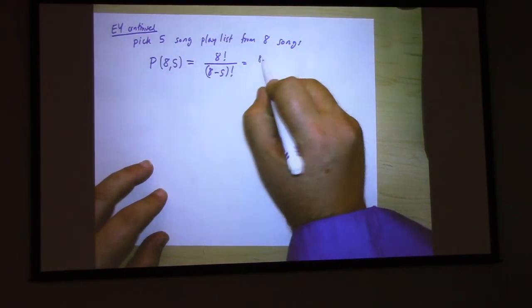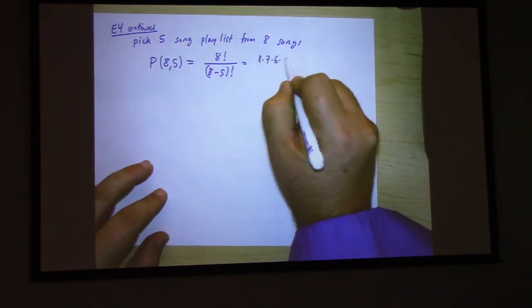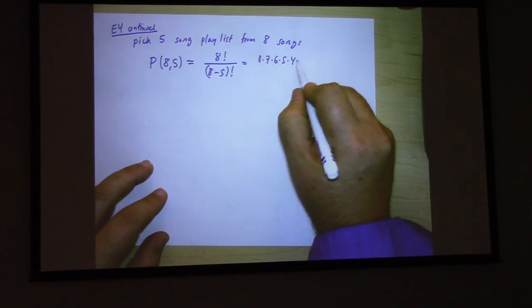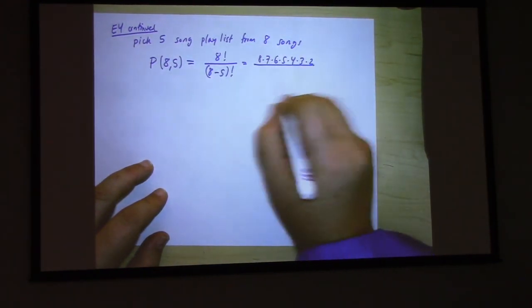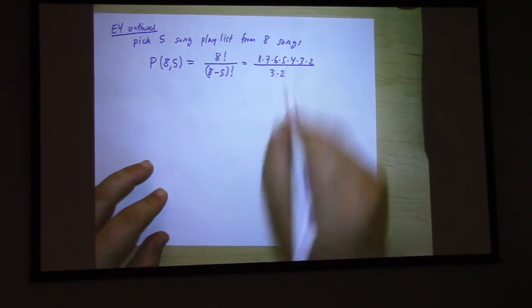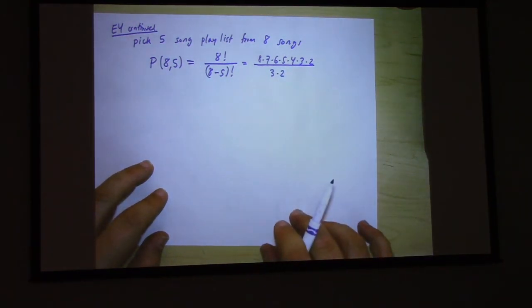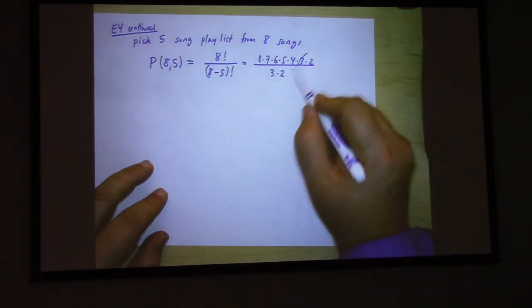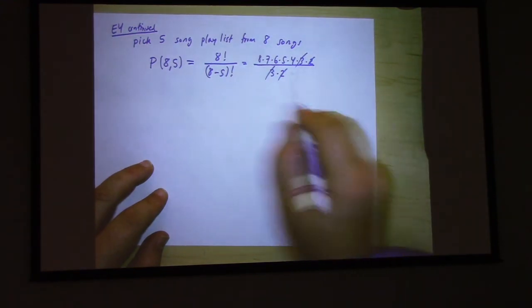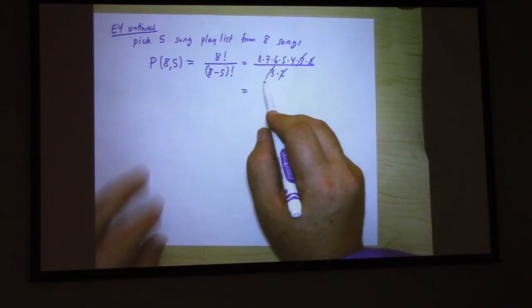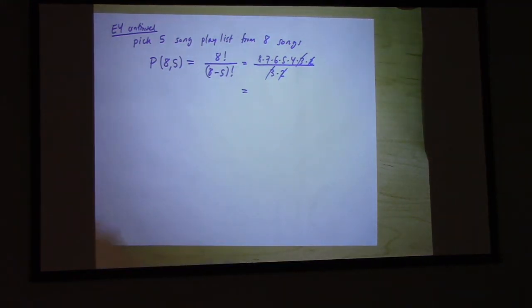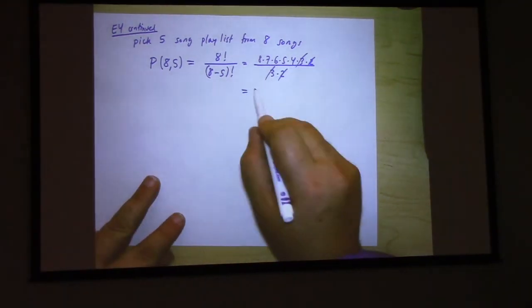So 8 times 7 times 6 times 5 times 4 times 3 times 2. And this is what? 8 minus 5 is 3 factorial. So you've got 3 times 2, right? 3 factorial. So we can cancel the 3, cancel the 2, and we're left with 8 times 7 times 6 times 5 times 4, whatever that is. 6,720. So 6,720.